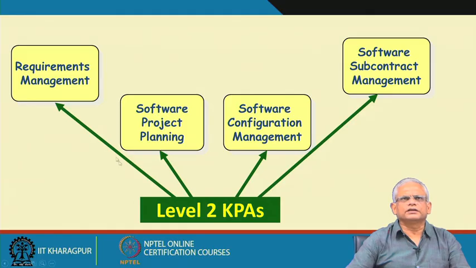We can pictorially describe what the KPAs are for level 2. One is requirements management. The requirements must be obtained, and this must be put under configuration management, because requirements keep on changing. Software project planning, monitoring and control, this is another KPA. Software configuration management, this is also an important KPA, and subcontract management, this is another KPA.